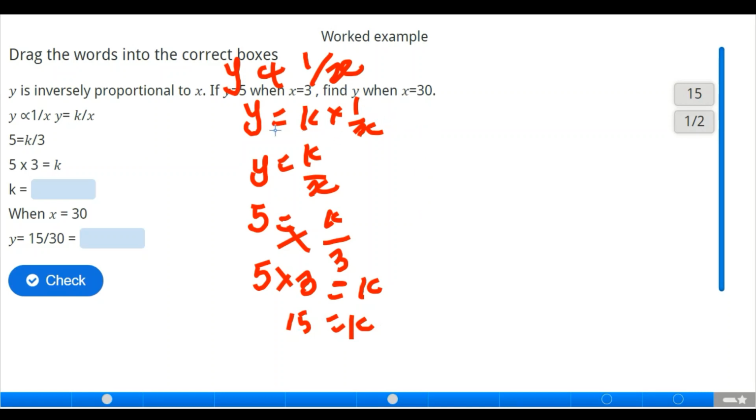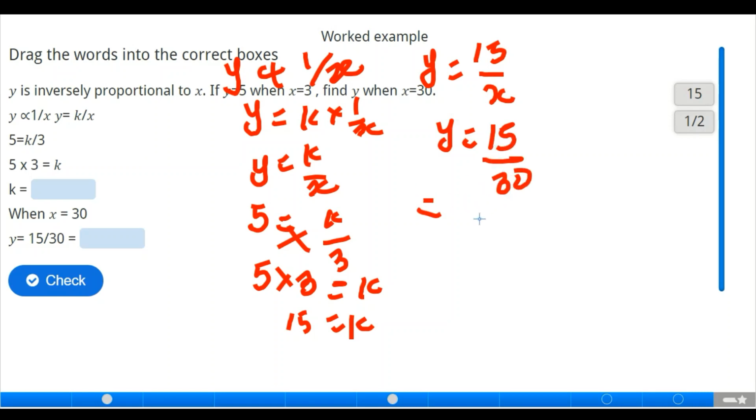Now we come back to this expression. Wherever we have k, we replace it with 15. So y equals 15 over x. Now the question says, what is y when x is 30? So wherever we see x here, we replace it with 30. So y equals 15 divided by 30. 15 goes into 15 one time, and 15 goes into 30 two times. So we have 1 divided by 2.